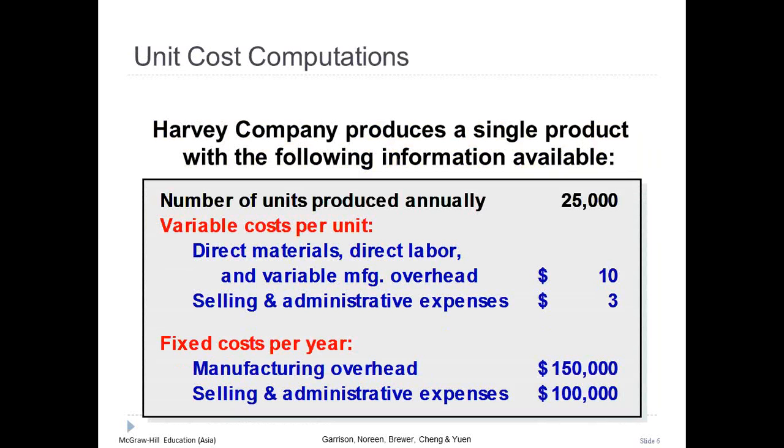So let's take an example. Harvey Company produces a single product with the following information. Harvey Company creates 25,000 units per year. The variable cost per unit will be $10 for direct materials, direct labor, and variable manufacturing overhead, and $3 for selling and administrative expenses. Those are the variable costs. The fixed costs per year are $150,000 for manufacturing overhead and $100,000 for selling and administrative expenses.